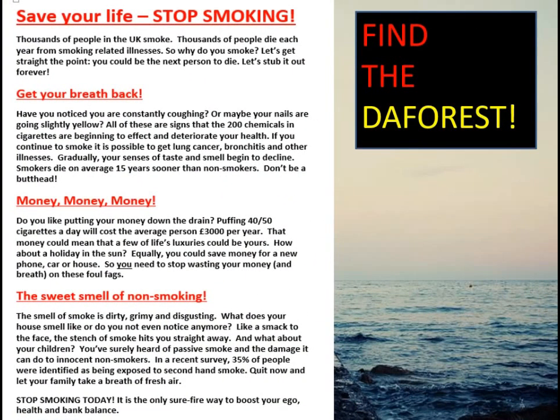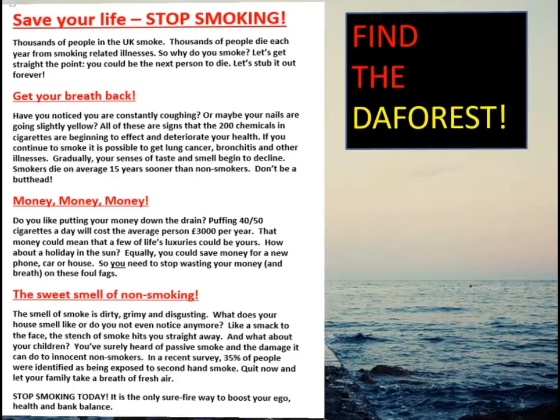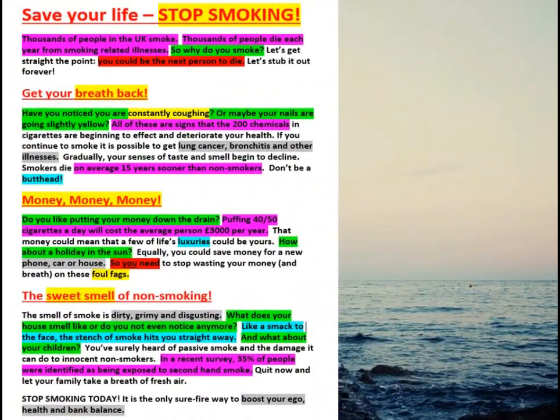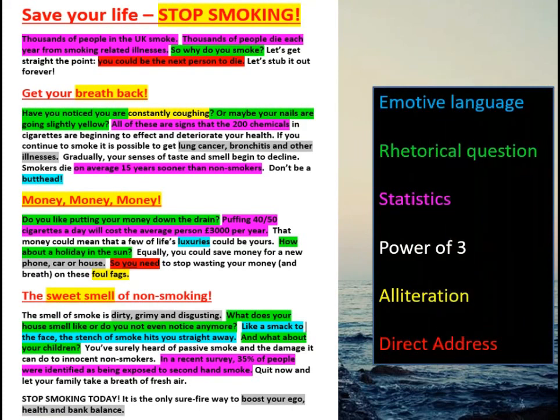Okay, so we talked about the DAFOREST. So here's my leaflet with no DAFOREST highlighted, and then there it is with DAFOREST highlighted. You'll notice pretty much straight away that it's nearly all DAFOREST, and that's what you should do. So stop smoking, it's almost an order, but it's alliteration. My pink is my statistics, my emotive language blue, rhetorical question green, power of 3 grey, alliteration is yellow, and direct address is red. So all the way through I've used DAFOREST.